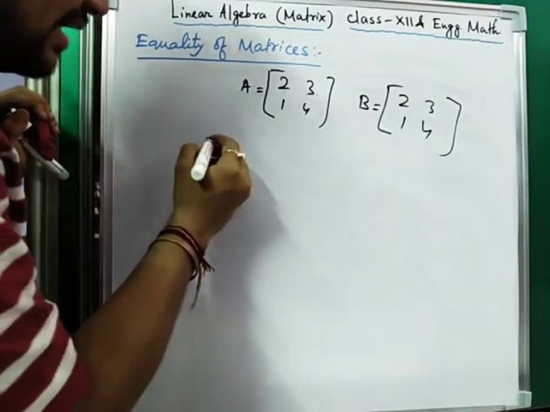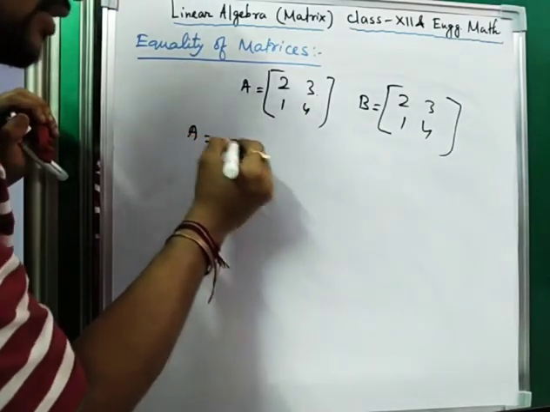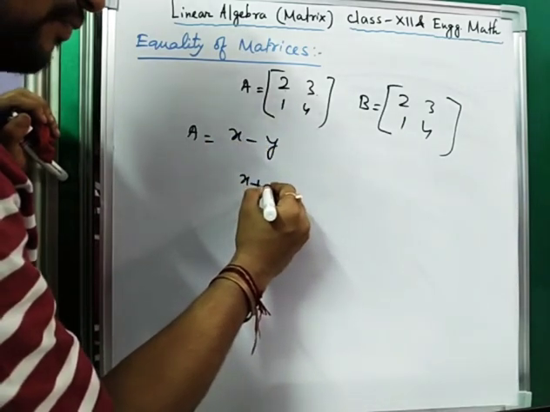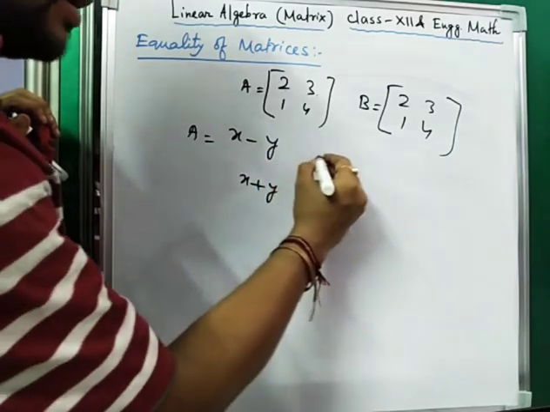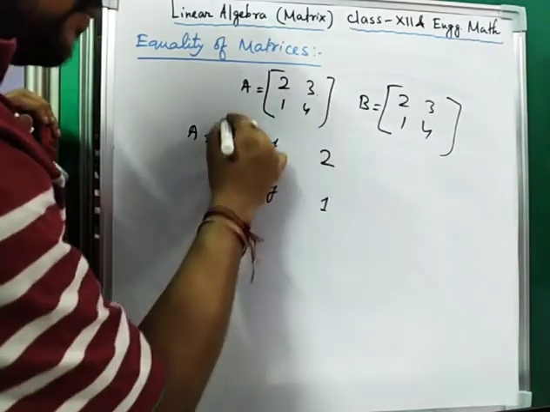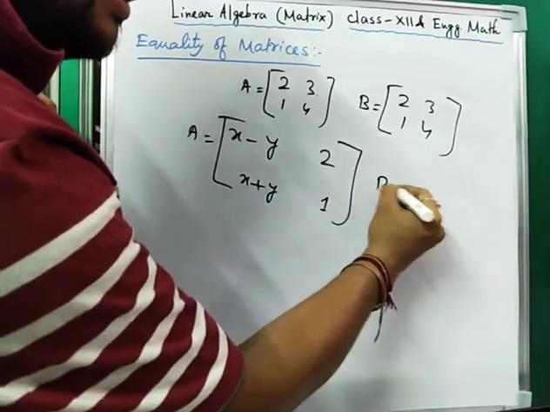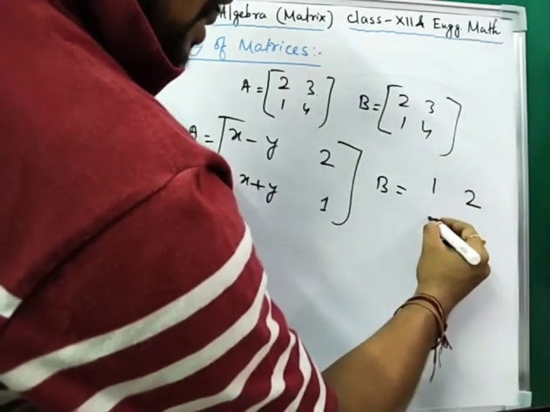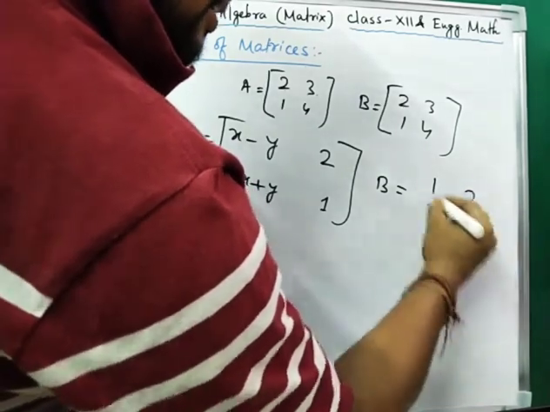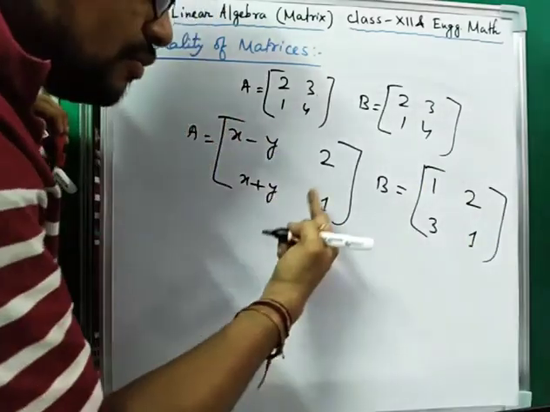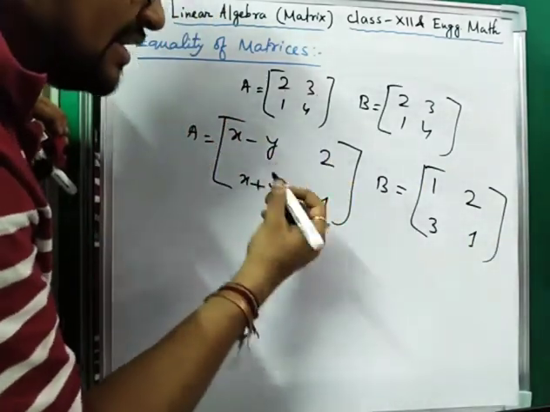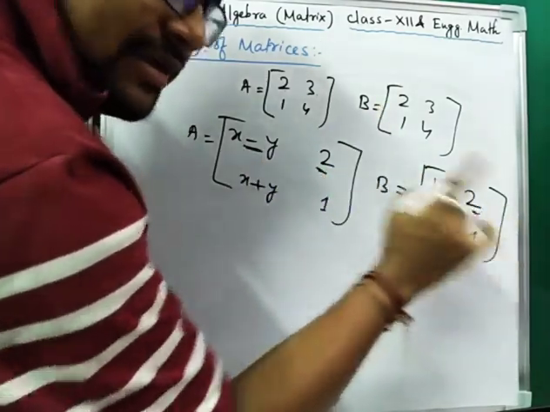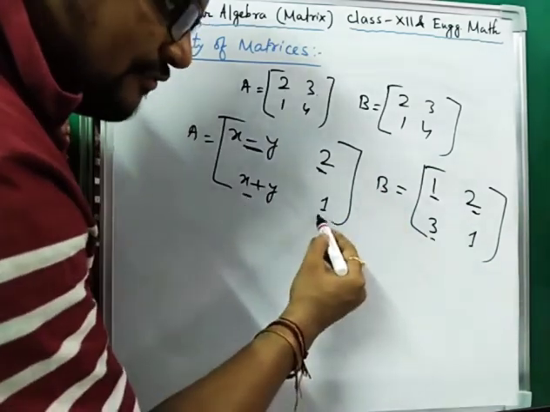Suppose two matrices A and B are equal to each other. I am giving an example: x minus y, x plus y, 2, 1. This is matrix A, and B is 1, 3, 2, 1. What is the condition for A and B to be equal? The condition is that the first element must be equal, the second element must be equal, the third element must be equal, and the fourth must be equal.